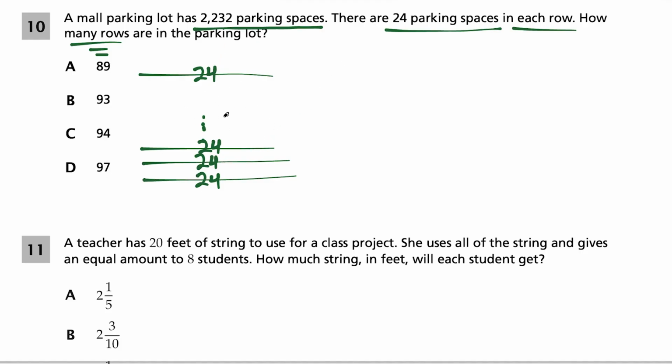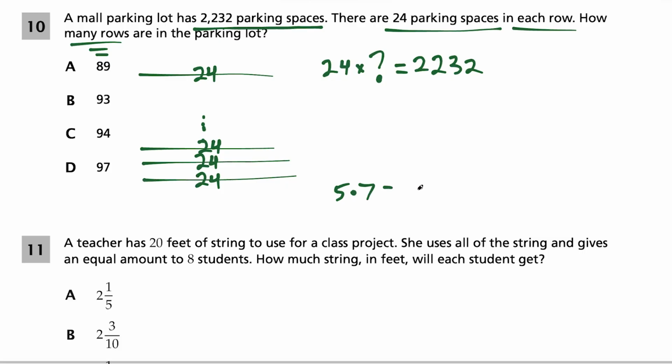Well, what I could do is I could take 24 and multiply it by the number of rows, which we don't know, and say that that's equal to 2,232. Okay, this we can say. So if I want to solve for the mystery value here, I have to know the opposite relationship between multiplying and dividing. Let me use easier numbers.